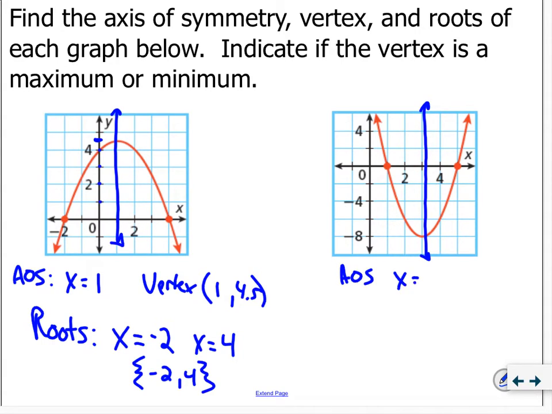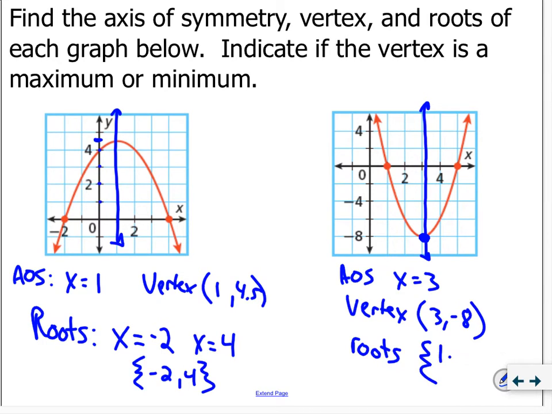Axis of symmetry. How about being at x equals 3 this time? How about our vertex being at 3 comma that point right there? Looks like it's at negative 8 for a y value. And let's keep rolling. How about the zeros or the roots? Maybe I'll be cool and I'll write them as a squiggly bracket. How about at 1 and 5?